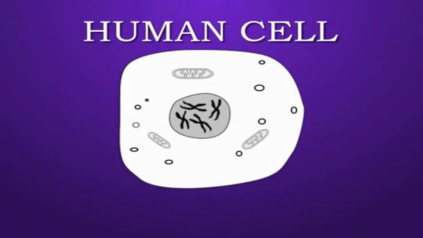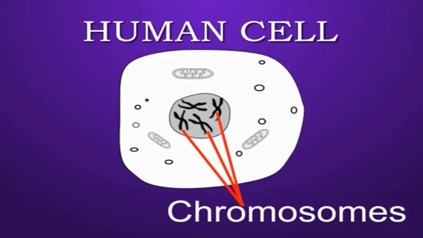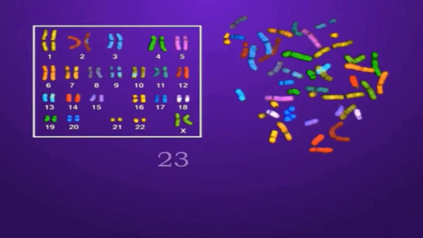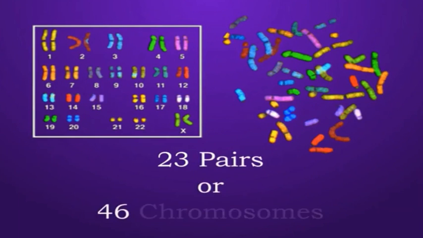Sex determination in human. This is a human cell. Here you may see some thread-like structures in it. These thread-like structures are known as chromosomes. There are 23 pairs or 46 chromosomes in a human cell.